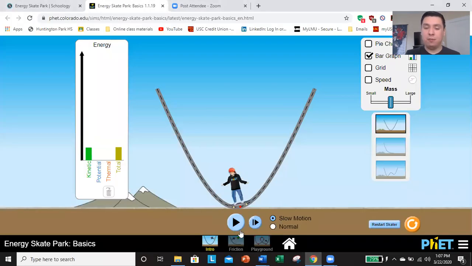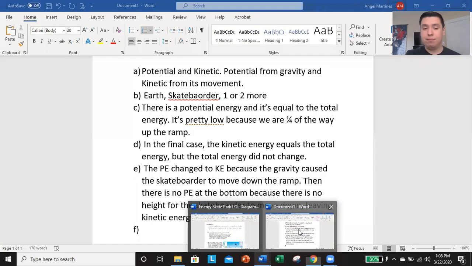Now that's not the case when we continue forward, because watch if we stop right here. Right here the skateboarder is moving, and there's potential energy because it's still falling, so that's why it's a little bit of both. The sum of these will equal the total energy.